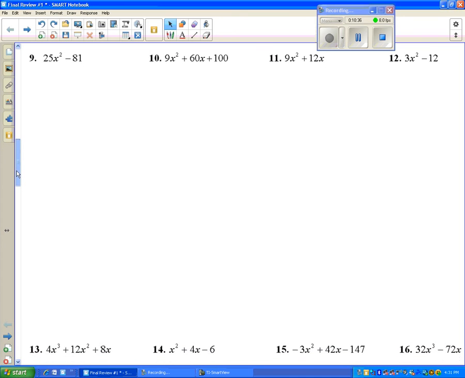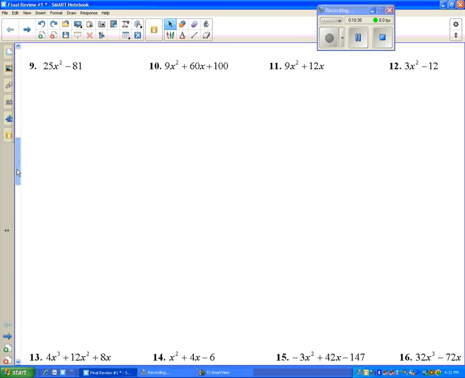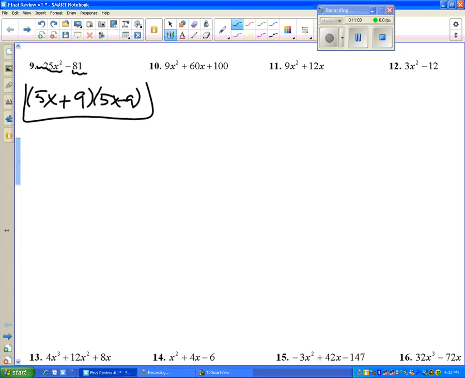to this set of problems. Again, number 25, is there a perfect square that divides into 25 and 81? No, but there are 2 terms. So I want to see if this is a difference of 2 squares. Is this a perfect square, 25x squared? Yes. What? 5x. Is 81 a perfect square? Yes. What? 9. Is it subtraction in the middle? Yes. So 5x plus 9, 5x minus 9. That's my answer, my factors.